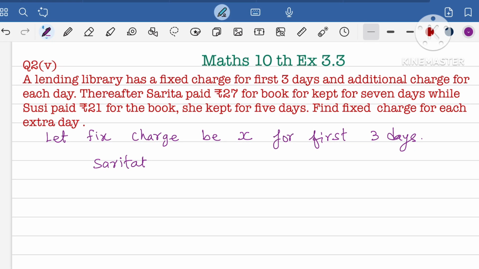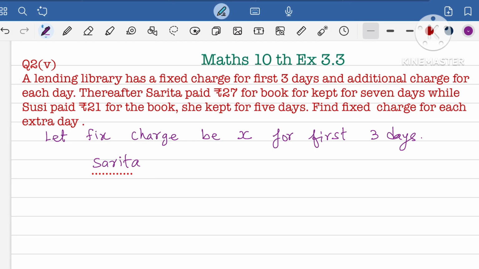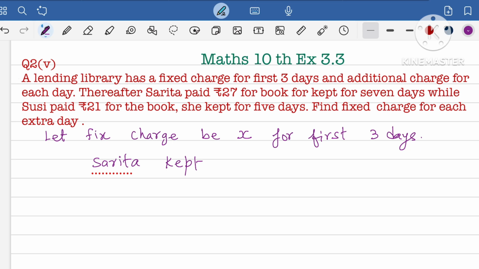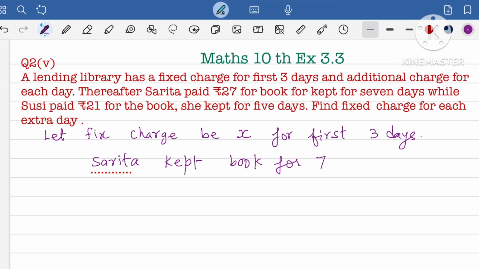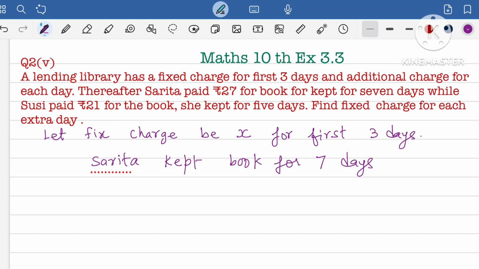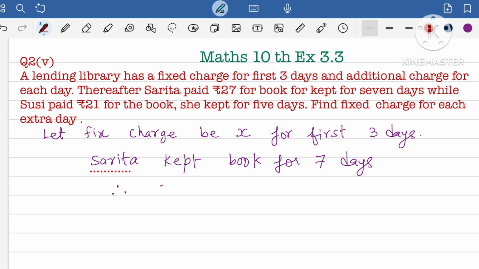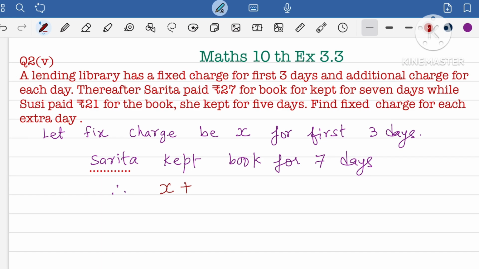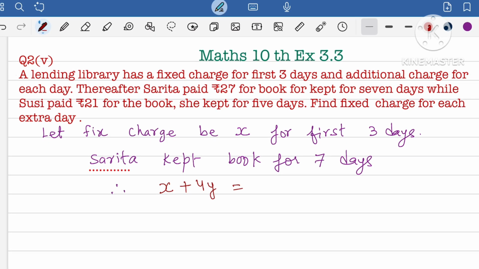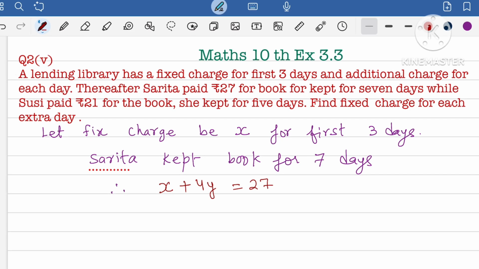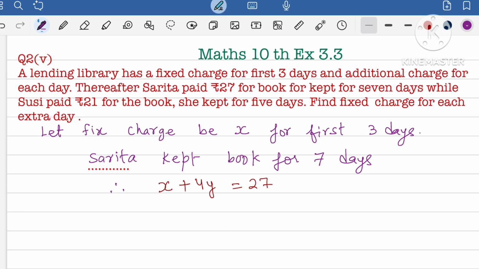Sarita has paid 27 rupees and she has kept the book for 7 days. So for 3 days she has to pay just x, that is the fixed charge. So it would be x plus, 4 days are left, then 4y. For 4 days, if one day it is y, then for 4 days it would be 4y, is equal to 27. That is the first equation.